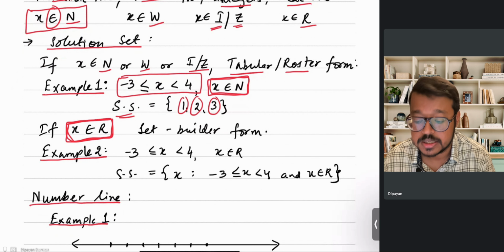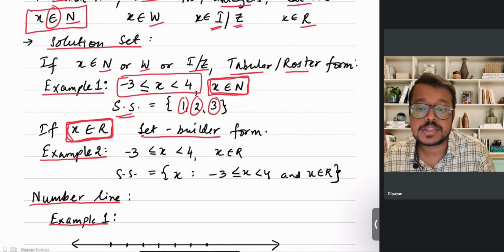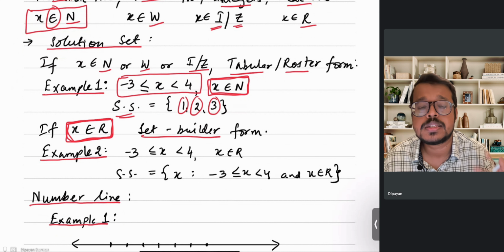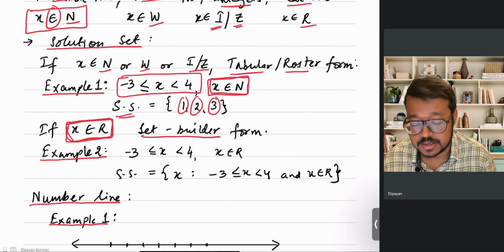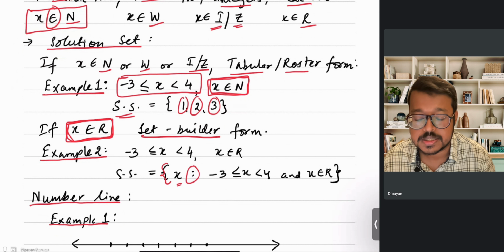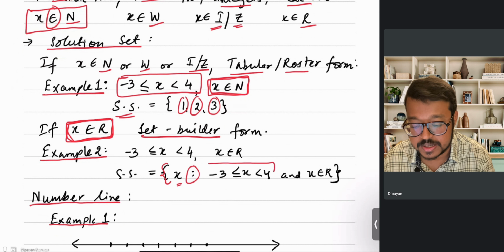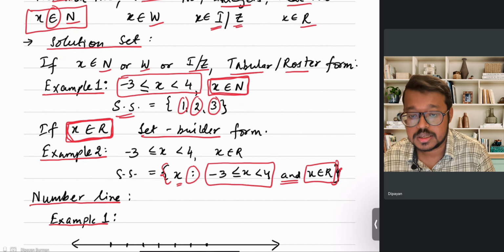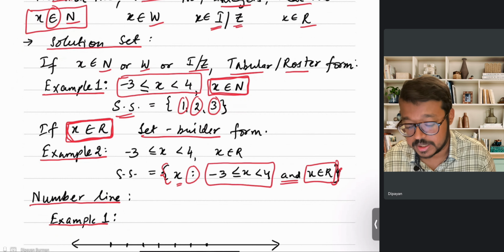But for the same range, if suppose x belong to set of real numbers, then the solution set must be written in the set builder format, because x can have a whole range of numbers. It can have any fractions, decimals, negative numbers, 0, everything can be included. So to write that, we have to write this curly bracket x colon, means such that the range of values of x and x belongs to real numbers with closed curly bracket. That's the set builder format.